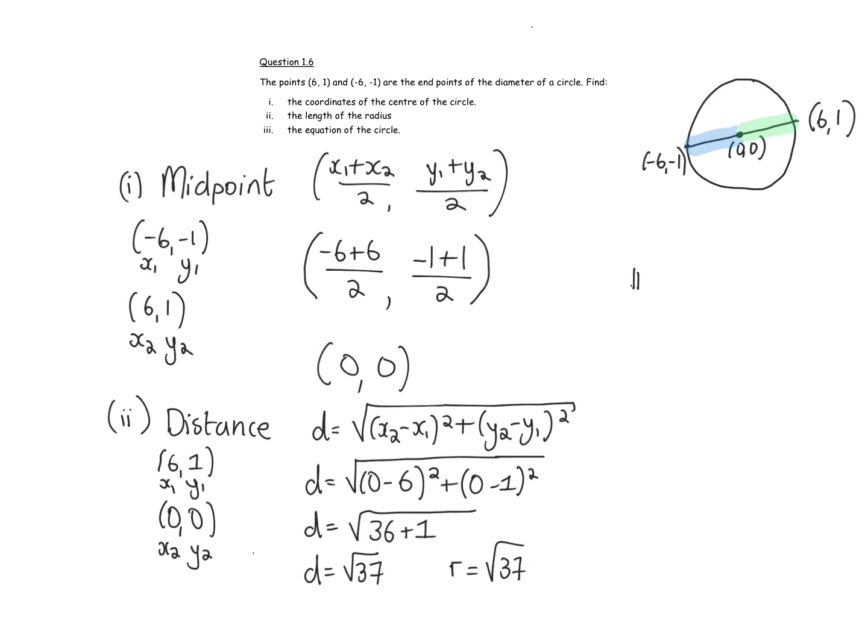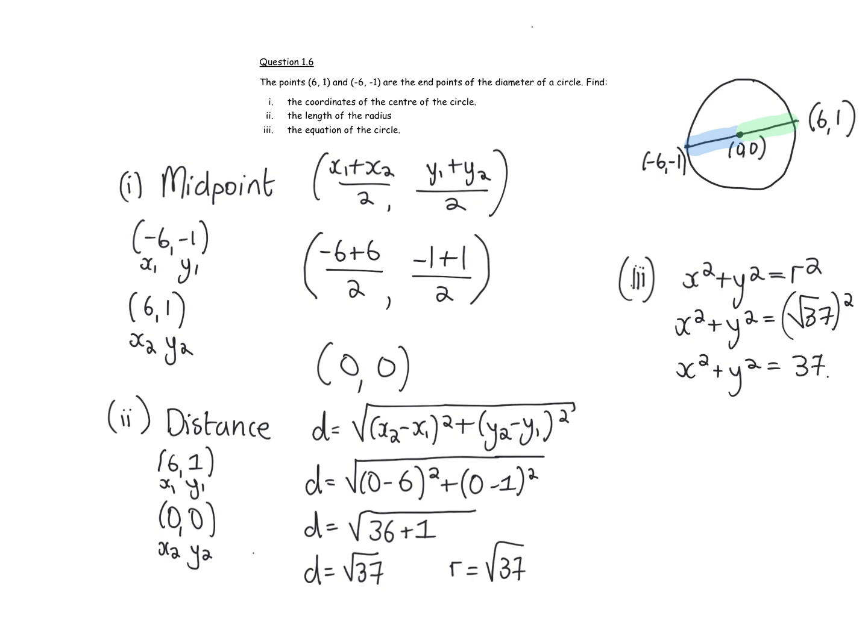The third part then is it's asked us to get the equation of the circle. Now, we know that the formula for the equation of the circle that has the centre 0, 0 is just x squared plus y squared is equal to r squared. All we do now to get the final equation of the circle is we know that r is equal to the square root of 37, so we replace r with square root 37. That then becomes x squared plus y squared is equal to 37.